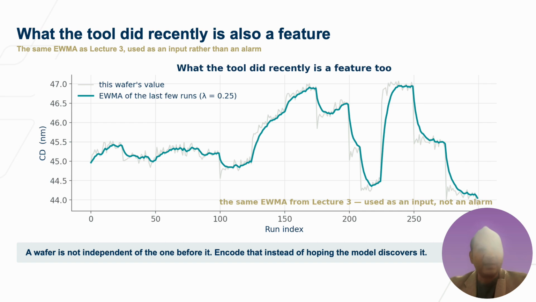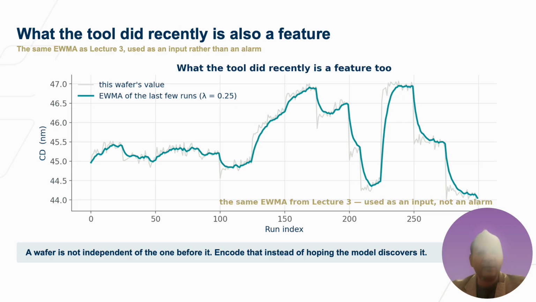You have seen that exact formula. It is the EWMA from lecture 3, the run-to-run controller, same lambda, same recursion. The difference is what we do with it. In lecture 3, the EWMA drove a correction. Here it is a column in the feature table, an input rather than the action. And it gives the model something a single wafer snapshot cannot, a sense of where the process has been heading.